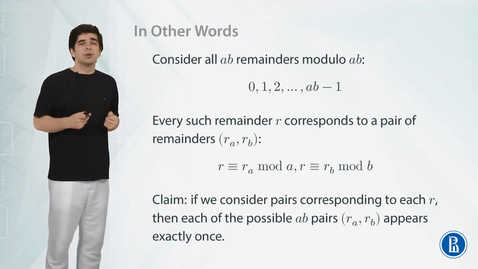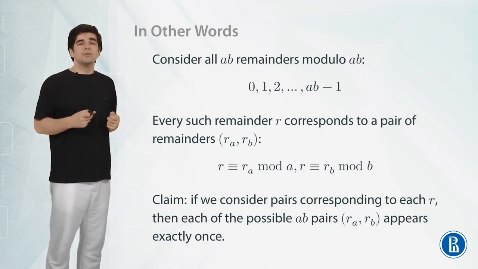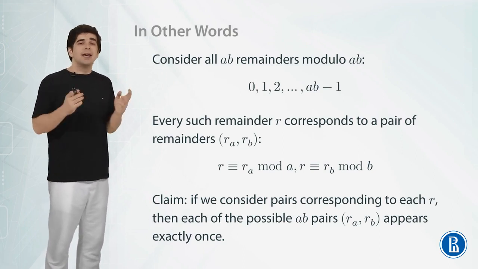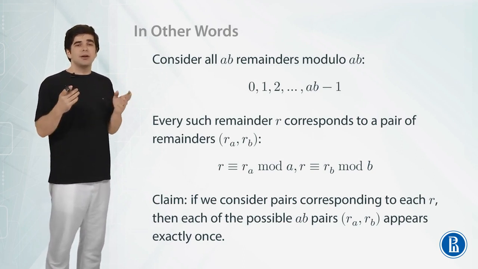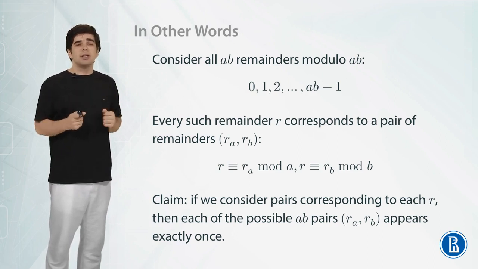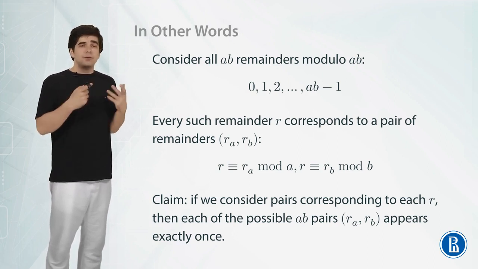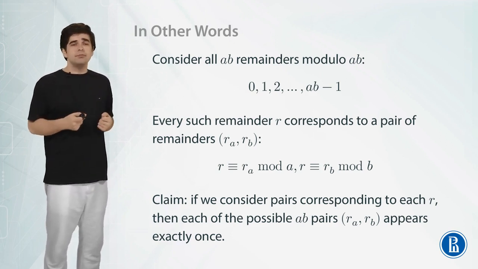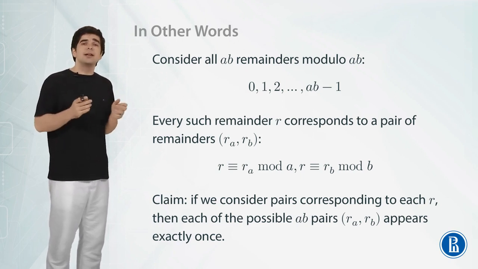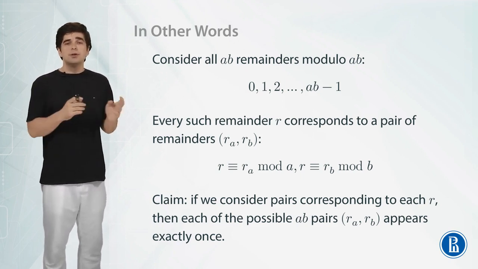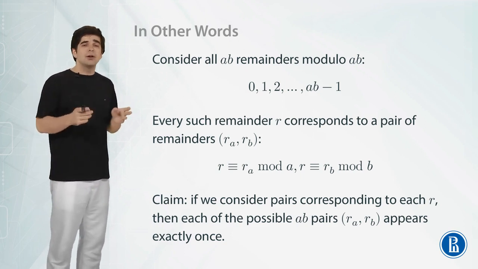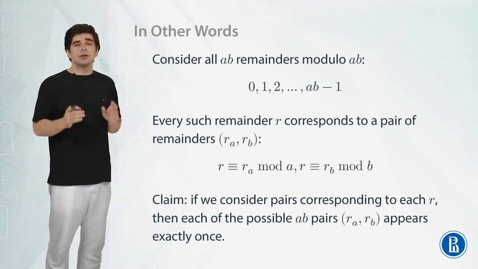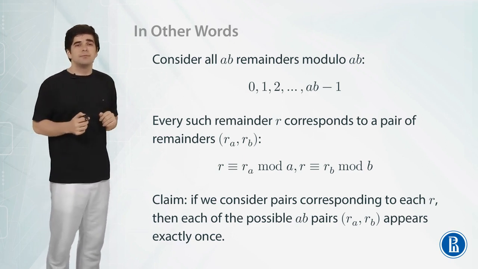So in other words, we can consider all ab possible remainders modulo the product of a and b: 0, 1, 2 and so on up to ab minus 1. Every such remainder R corresponds to a pair of remainders Ra and Rb. Ra is the remainder of R modulo a and Rb is the remainder of R modulo b. So we claim that if we consider pairs corresponding to each such R from 0 to ab minus 1, then each of the possible ab pairs Ra, Rb appears there exactly once, corresponding to some remainder R.